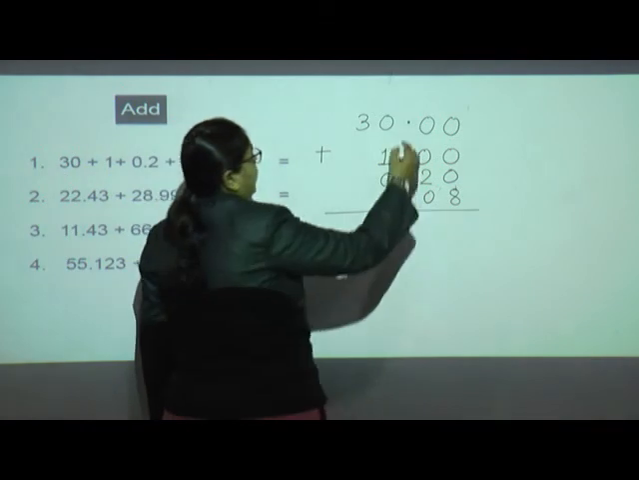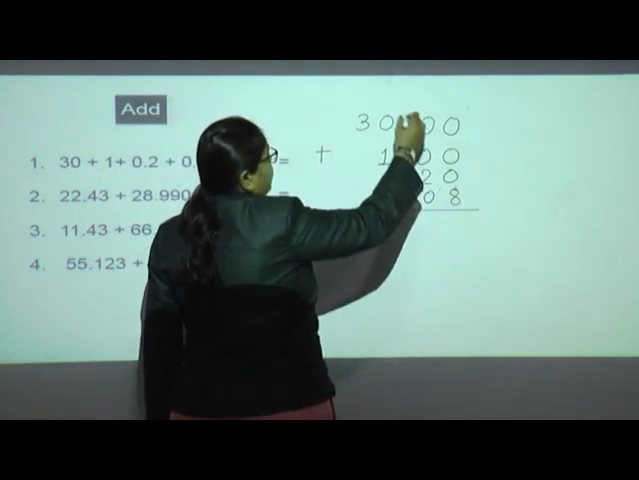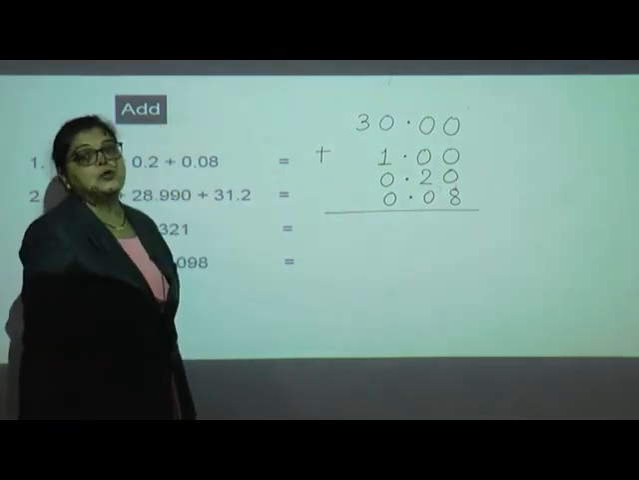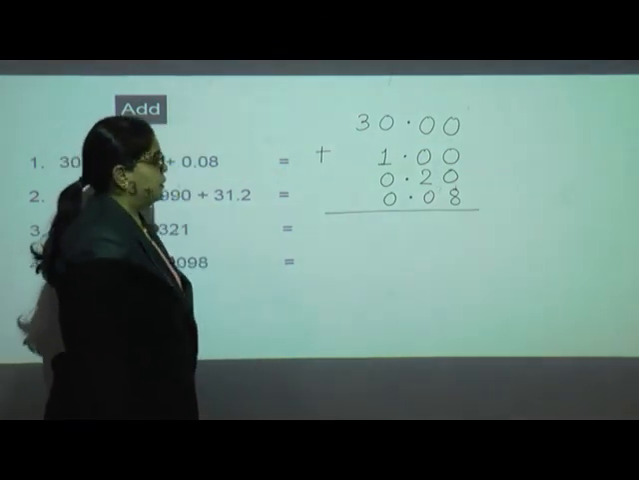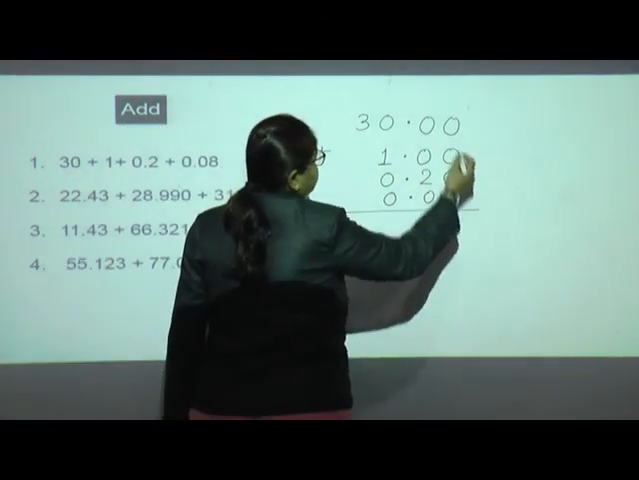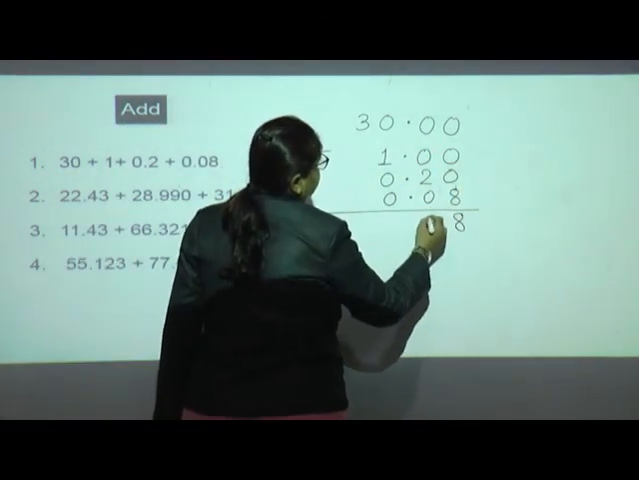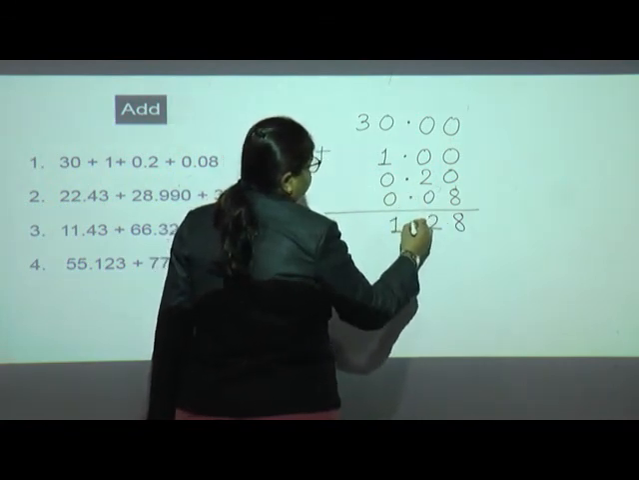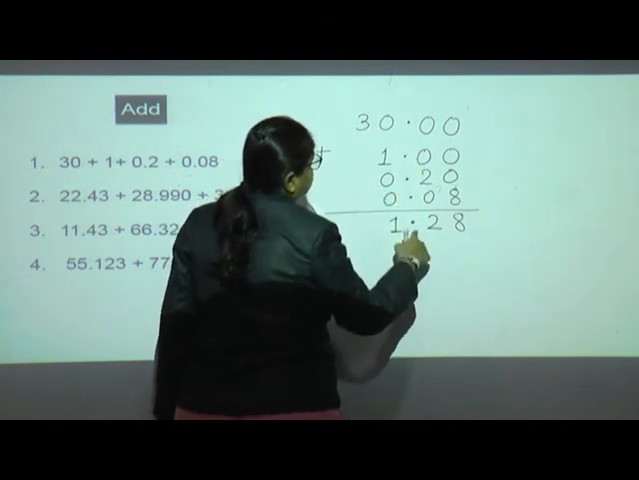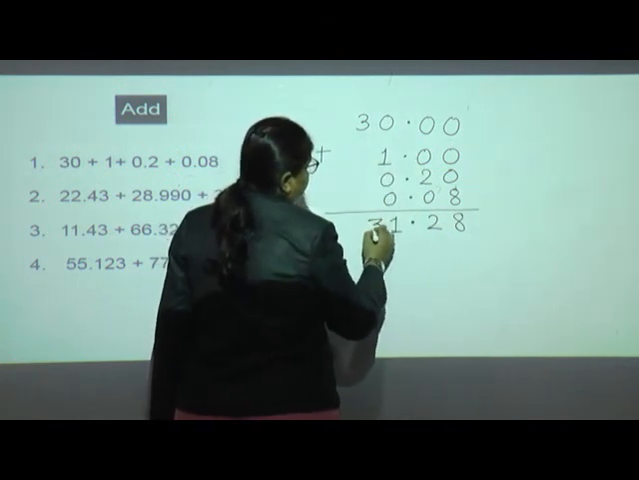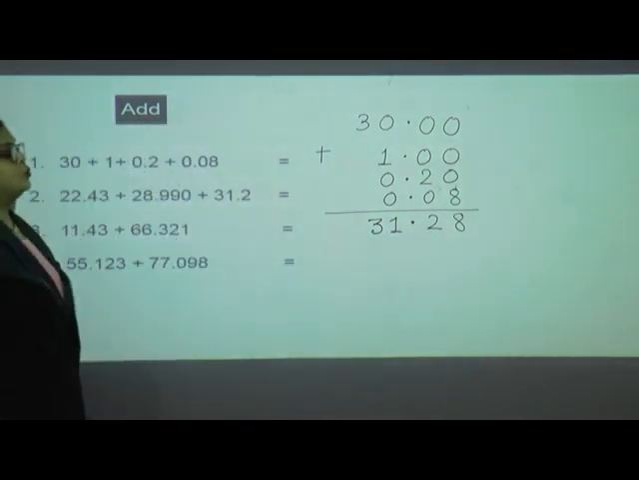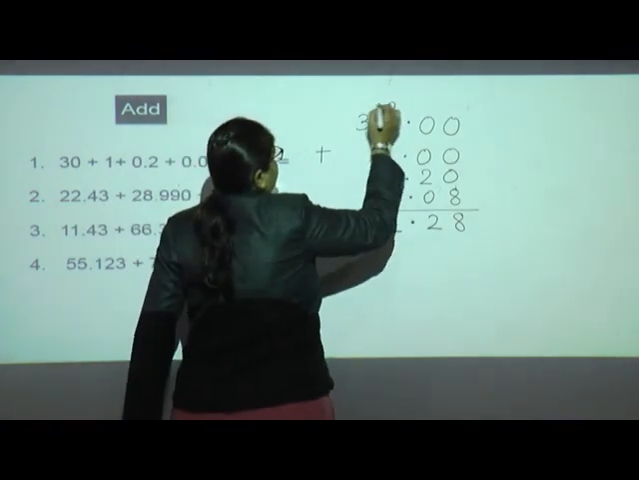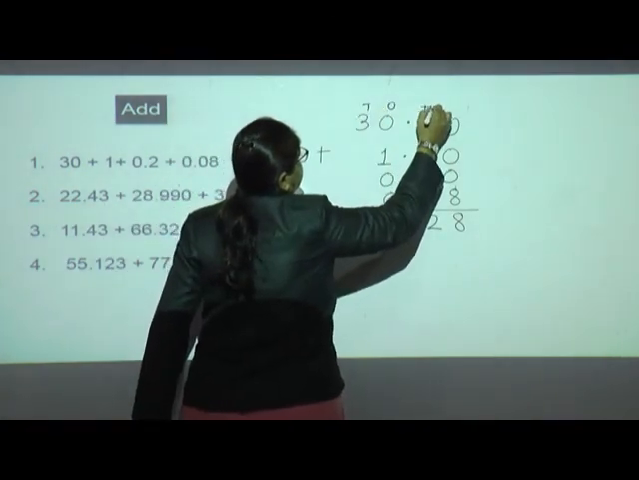What you have to take care of is the decimal point, it should be in a line form, or in simple language we can say it should be below one another. So we will do the normal addition of this. 0 plus 8 is 8. Here is 2 and here is 1. I should write decimal under decimal, and I don't have anything here, so here it is 31.28.